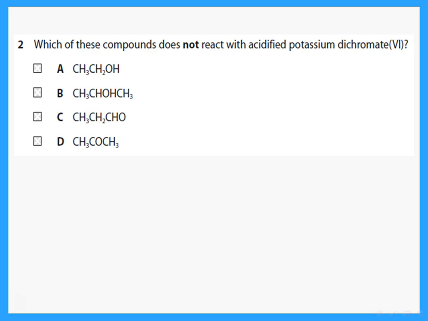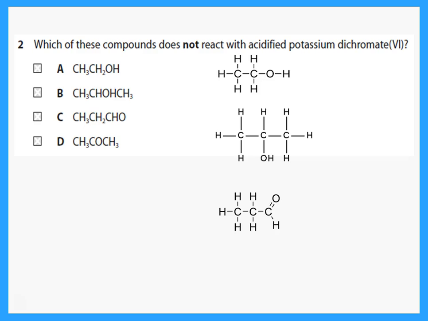Option B is actually a secondary alcohol. A secondary alcohol is oxidized to form a ketone, so that would also react with potassium dichromate. Now, choice C is an aldehyde, and you should also know that an aldehyde would react with potassium dichromate to form acid. But the last choice there is a ketone. Ketone cannot be further oxidized. So this is the one that will not react with potassium dichromate.